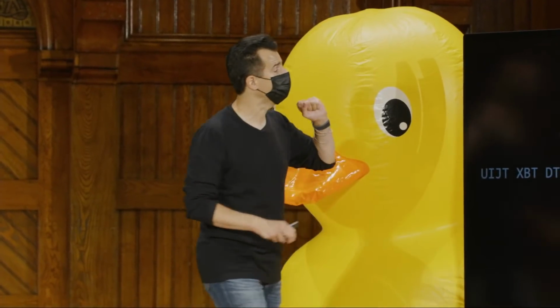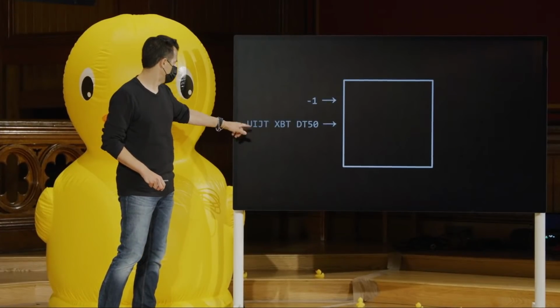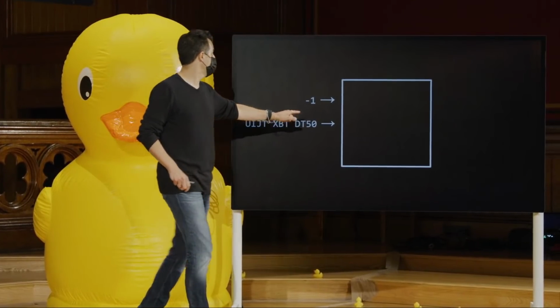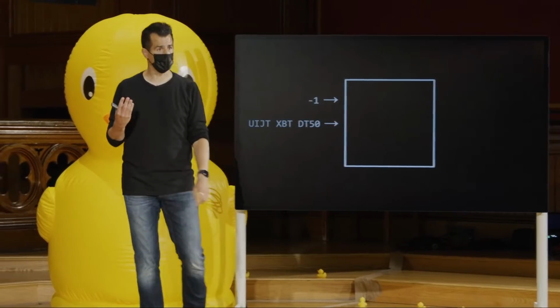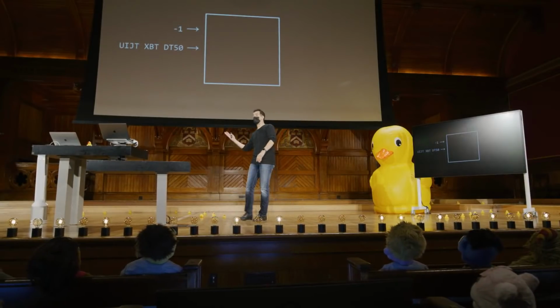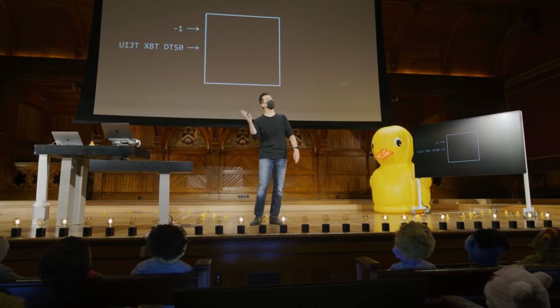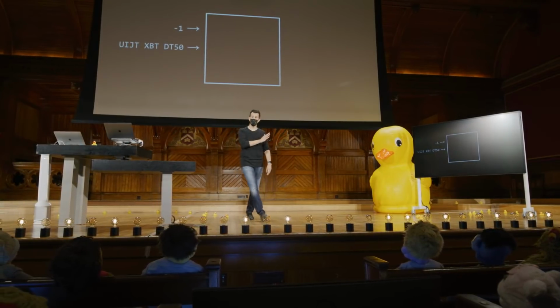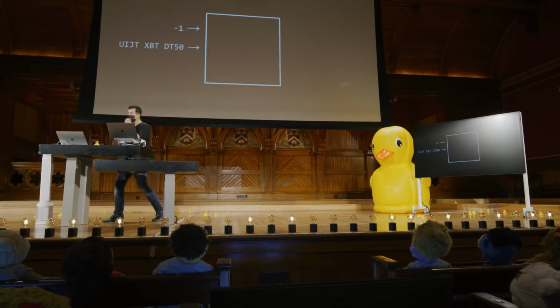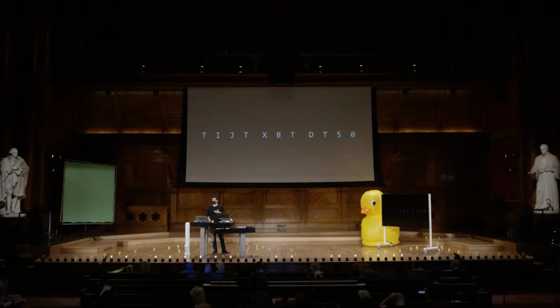So let's consider one final example here. If the input to the algorithm is "UIJT XBT DT50", and the key this time is -1, such that now B should become A, and C should become B, and A should become Z. So we're going in the other direction. How might we analyze this? Well, if we spread all the letters out, and we start from left to right, and we start subtracting one letter, U becomes T, I becomes H, J becomes I, T becomes S, X becomes W, B becomes A, T becomes S.